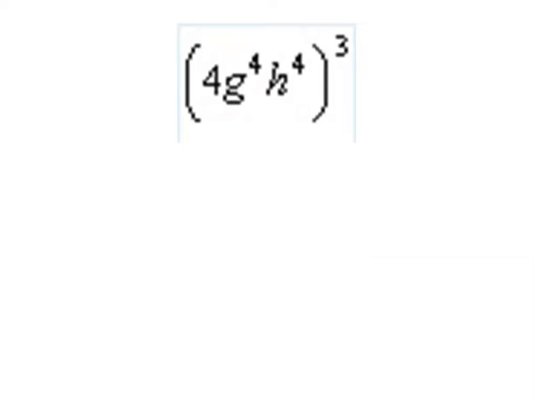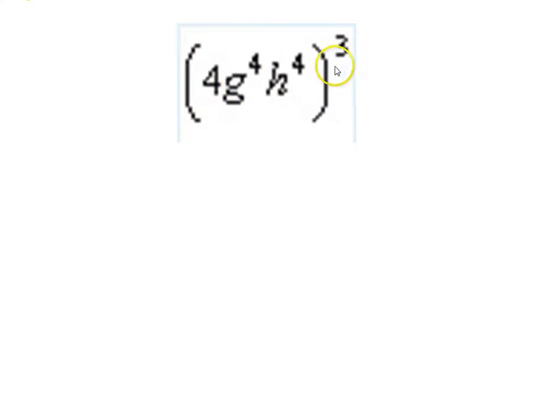We have an expression on the screen here, 4g to the fourth, h to the fourth, that whole quantity to the third power, and we are asked to simplify this expression. So if we look at this, what's in the parentheses? What's inside the parentheses, the 4g to the fourth, h to the fourth, this whole expression is to the third power.